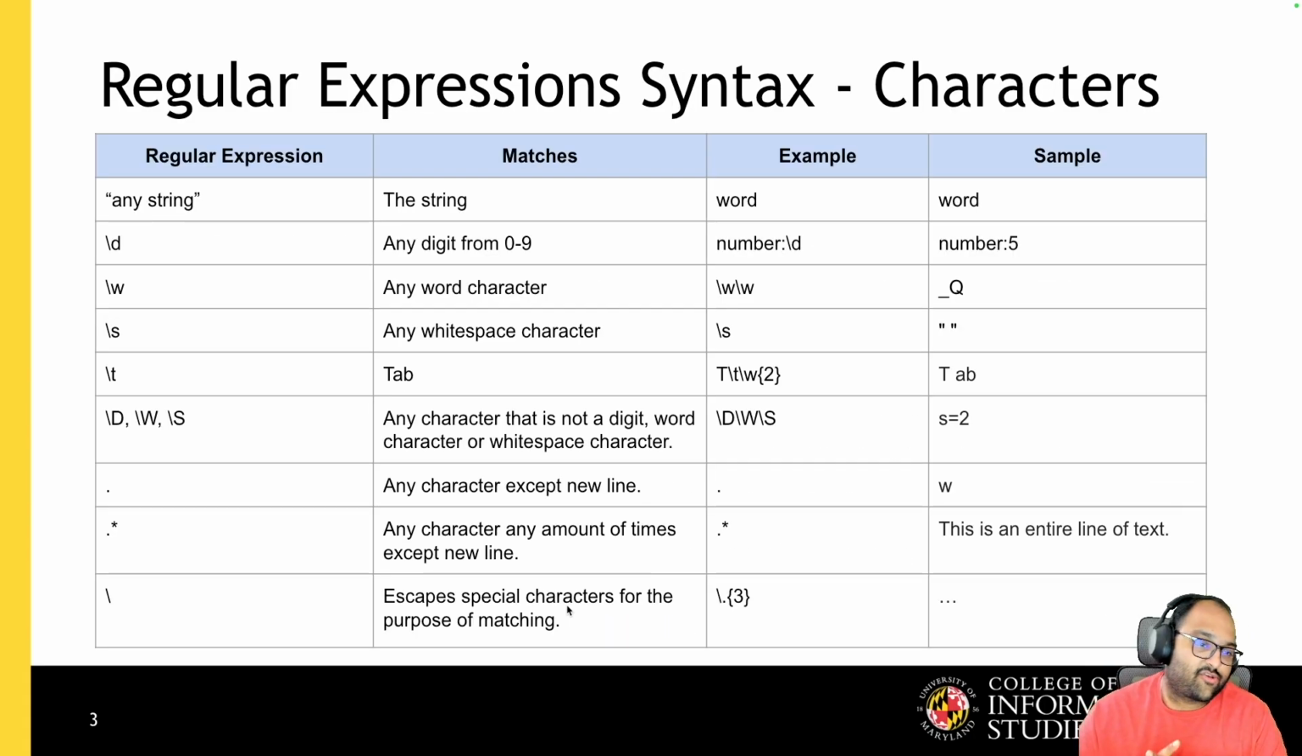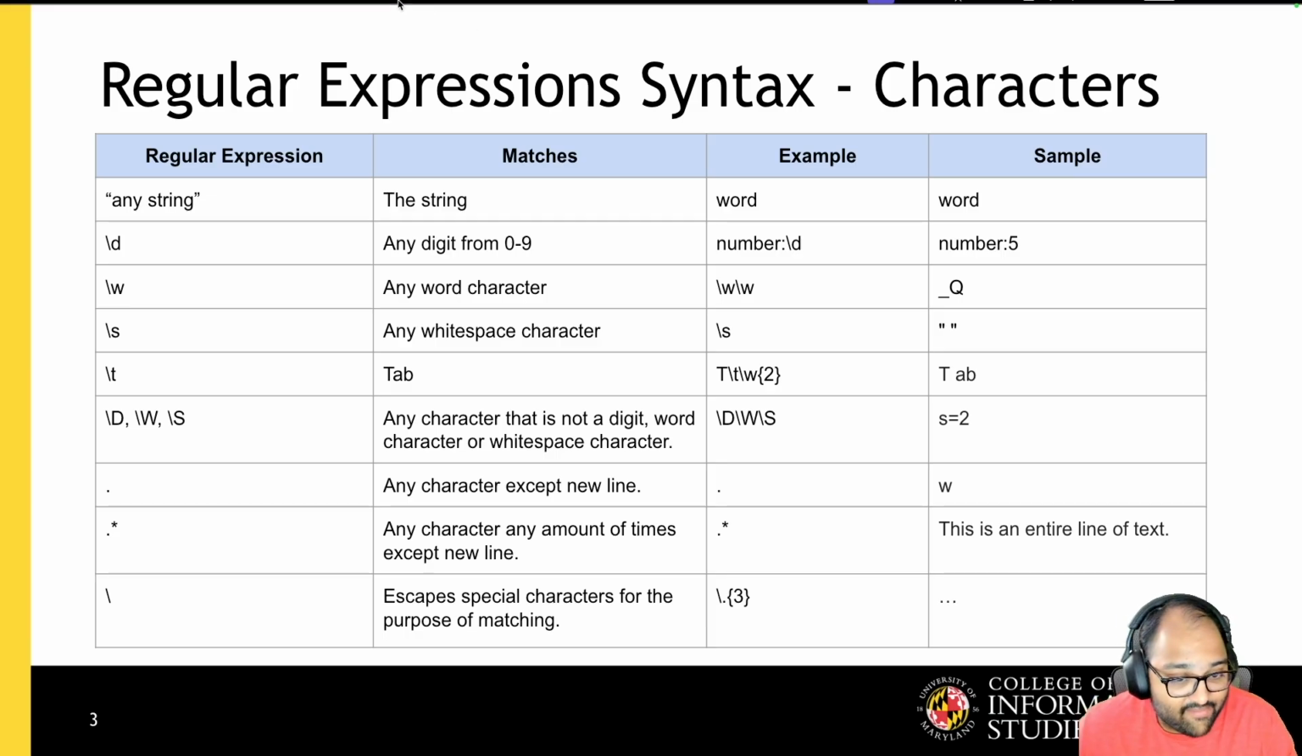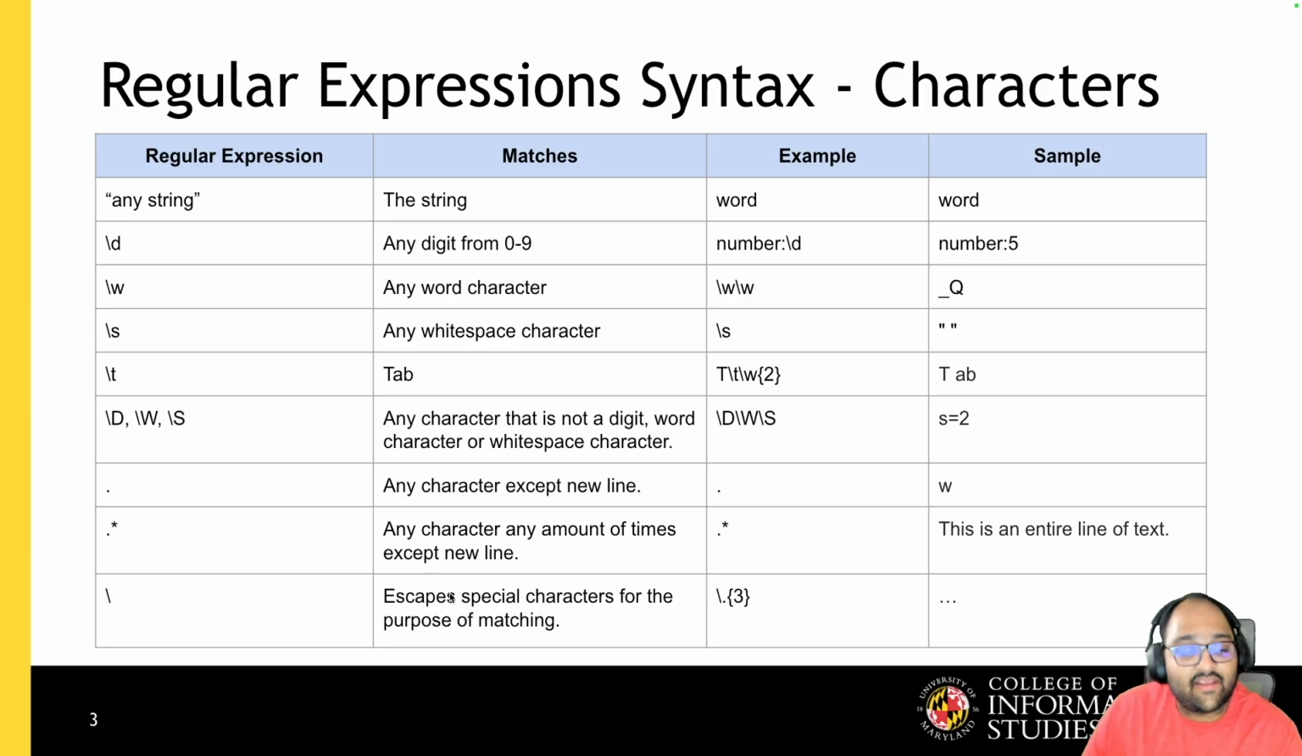So regular expressions basically have this syntax, right? For example, you can type any string and it'll match exactly that string. So if you type word, it'll match word. And then there's a slash D, which matches any digit from 0 to 9, right? So number colon slash D would match number, and number 5 would be valid, right? Or any word character, any white space character, any tab, any character that is not a digit, any character except new line, any character any amount of times except new line, and then you can even have escaping of special characters, right?